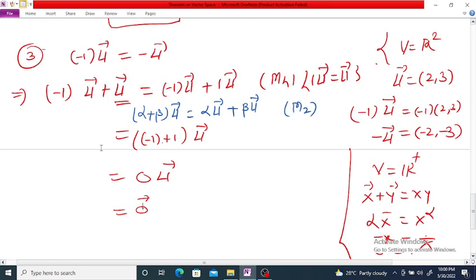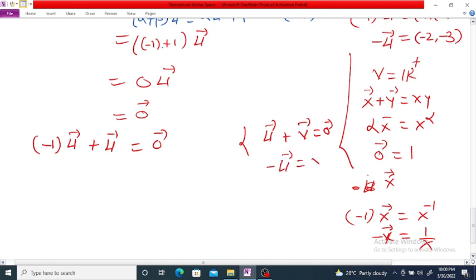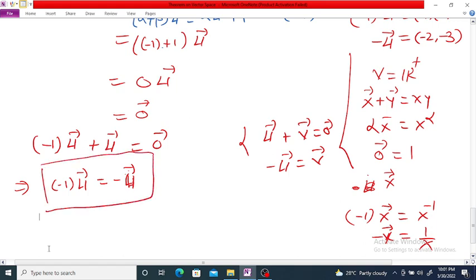So we start from minus 1 into u bar, so minus 1 into u bar plus u bar is equal to 0 bar. So if u bar and say v bar is equal to 0 bar, then we can say that v bar is minus u bar. What is the additive inverse of u bar? It is v bar. So from this we can write minus 1 into u bar is equal to minus u bar, or minus u bar is equal to minus 1 into u bar. And this is what we want to show here. Minus 1 into u bar is minus u bar.